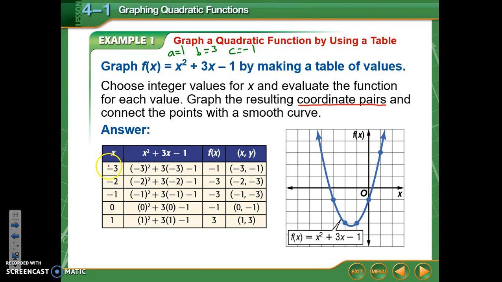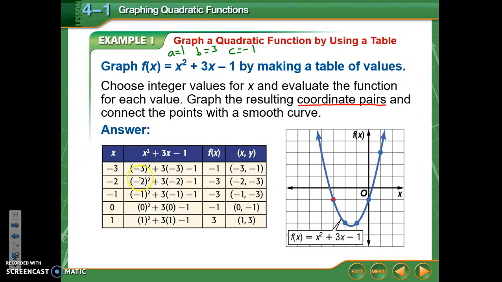Notice they plugged in -3. So I have (-3) squared. Notice the parentheses around the -3 so that we get +9. Then I have 3 times -3, which is -9. So I have 9 plus -9, which is 0, minus 1, which is -1. So when I plug in -3, I get -1. And here is that point graphed on this graph.